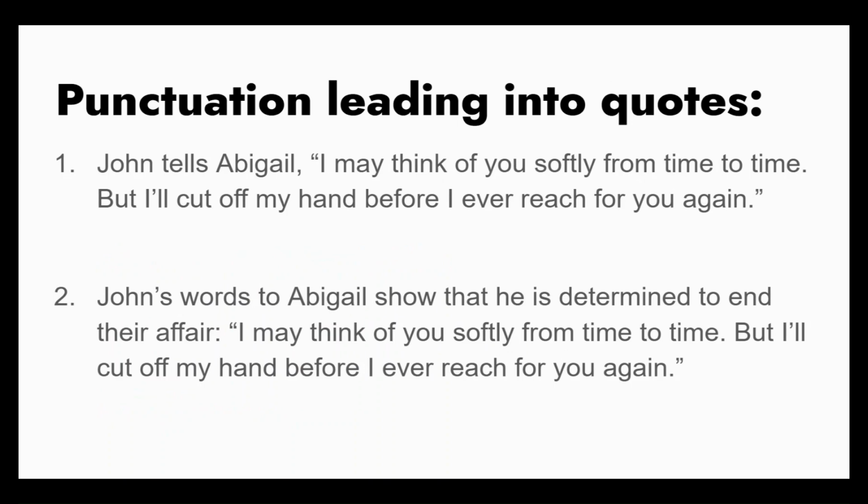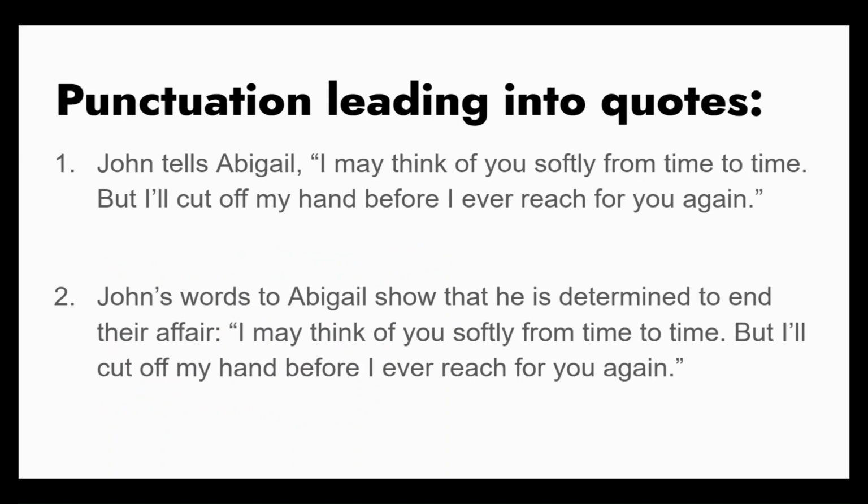Strong words, right? Okay, in this case, my lead-in is a dialogue tag, which is just a variation of so-and-so says. And typically with a dialogue tag, we like to just hook it on with a comma. Take a look at sentence 2, though. John's words to Abigail show that he is determined to end their affair. Okay, that's not a dialogue tag. That's not a variation of so-and-so said. Instead, it's a full sentence, and I've got the sense of, and here's what he said.